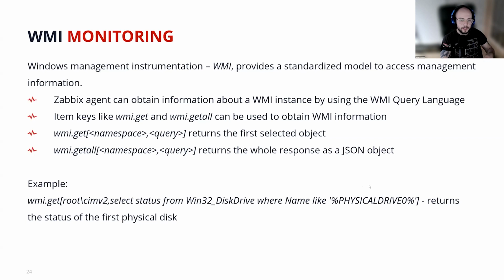We have two keys for this, WMI get and WMI get all. WMI get will return the first match of our query. WMI get all returns the whole response as a JSON object, so all of the matches, and those can then be used in discovery. Take a look at low-level discovery in the documentation. I will also have some examples down the line, but it's quite a complex topic. We covered it extensively in trainings. You can use custom JSONs to automatically discover entities from those JSONs and monitor them. So this is what WMI get all can be used for.